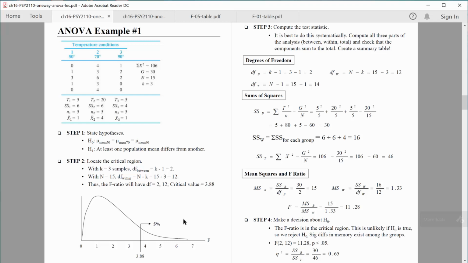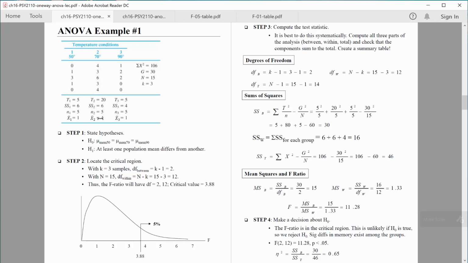It's very unlikely to find this F value just by chance. So on your sheet, go ahead and cross out that null hypothesis and then check off the alternative. We are going to embrace that alternative hypothesis. So we now believe, let's just take a look at that and interpret it. We now believe at least one population mean differs from another.